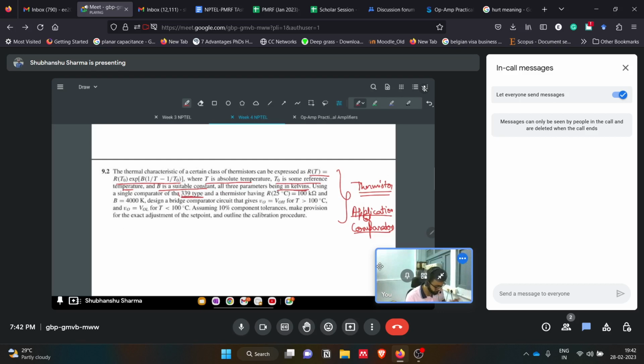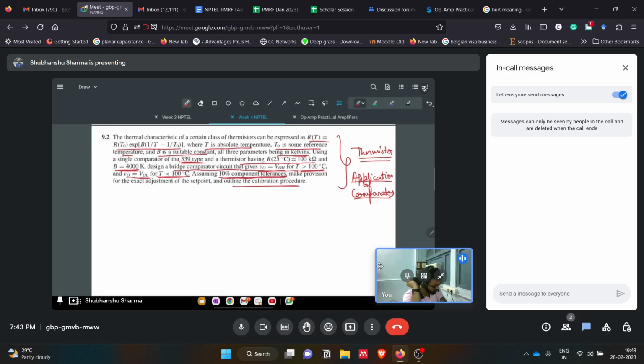op amp, and the thermistor has a resistance of 100 kilo ohm at 25 degrees Celsius, that is room temperature, and B is 4000 Kelvin. They have said design a bridge comparator. So this is important. Design a bridge comparator circuit that gives V naught equals VOH for T greater than 100 degrees Celsius, and V naught equals VOL for T less than 100 degrees Celsius. They are also saying assume 10% component tolerances and they need calibration.